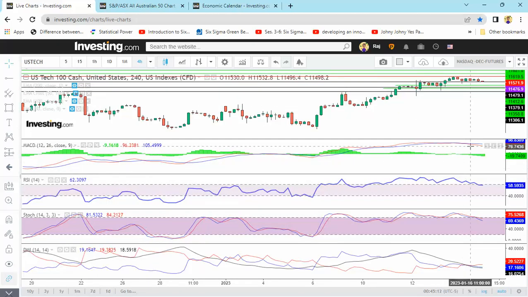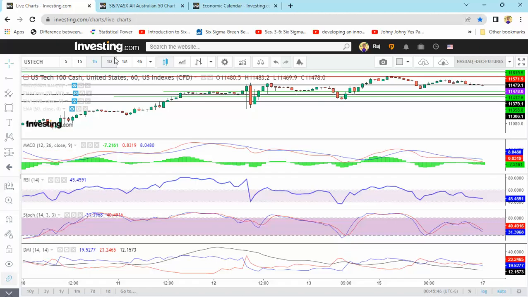On the 4 hour also, the MACD is on a sell indication, and RSI is also looking downwards. Still, it's in a neutral zone, I would say, but stochastic is already on the downside, so we can see some retracement until 11,300. That's the probability before the cash session, I guess, or maybe after the cash session opens, in case the market remains in range. Okay, and DMI is still on a bearish side.